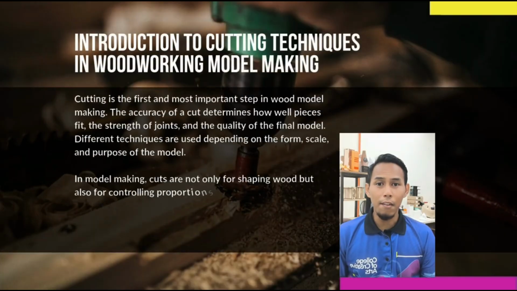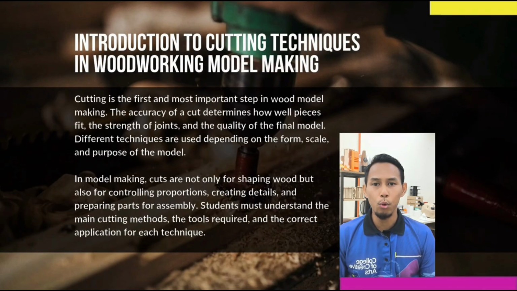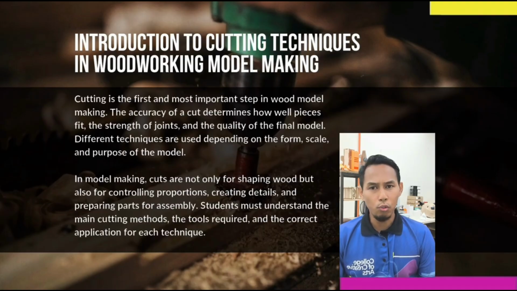Cutting is the first and most important step in wood model making. The accuracy of each cut affects how well pieces fit together, the strength of joints, and the overall quality of the models. In model making, cuts shape the woods, control the proportions, create details, and prepare parts for assembly. You need to understand the main cutting methods, the tools used, and the correct application for each technique.